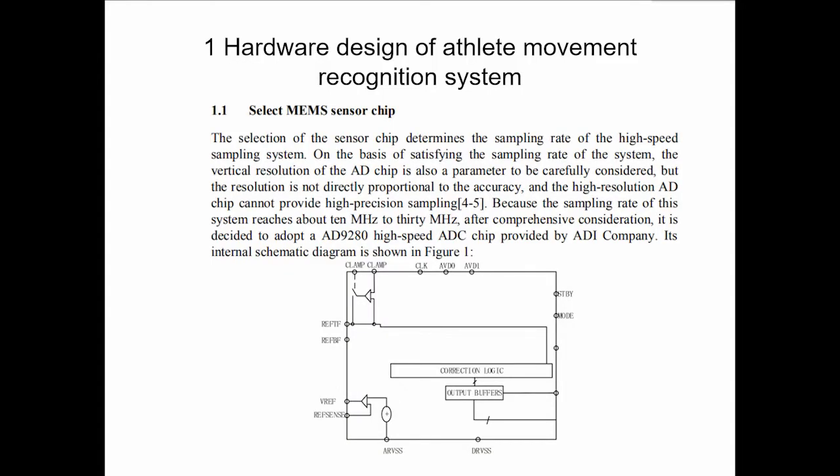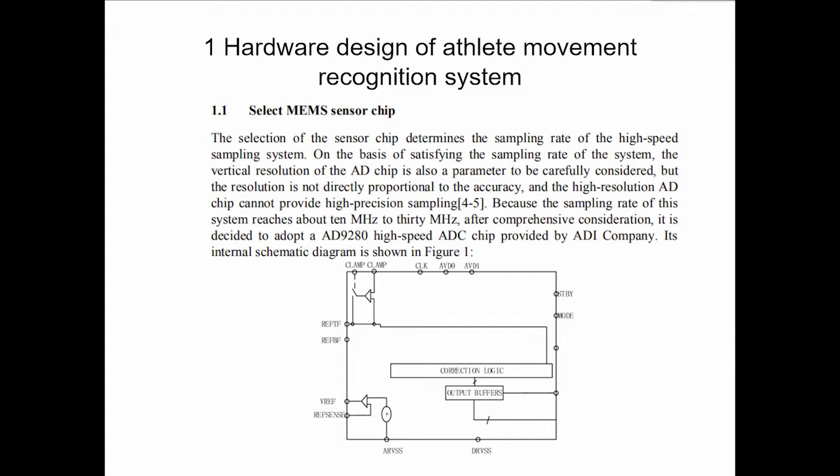1. Hardware design of athlete movement recognition system. 1.1. Selected MEMS sensor chip. The selection of the sensor chip determines the sampling rate of the high speed sampling system. On the basis of satisfying the sampling rate of the system, the vertical resolution of the AD chip is also a limit to be carefully considered.